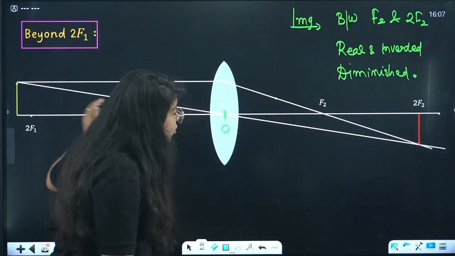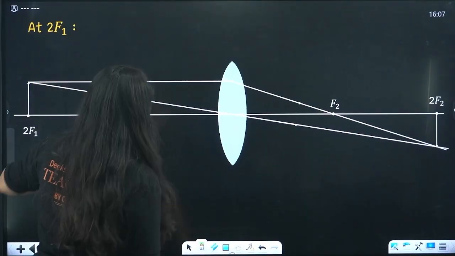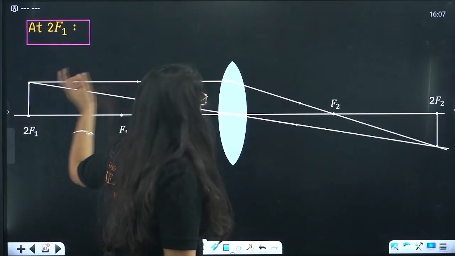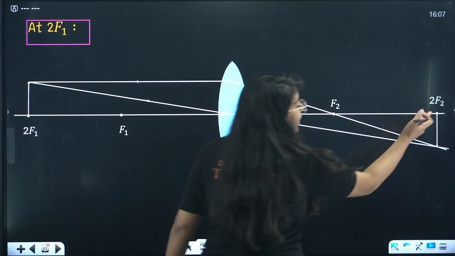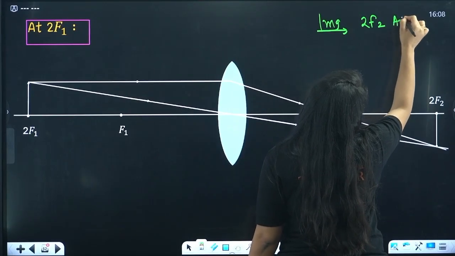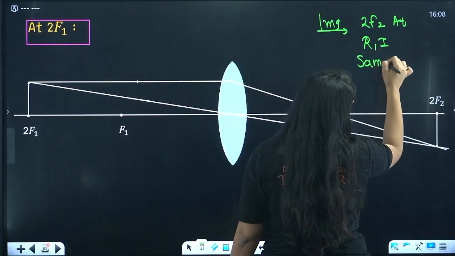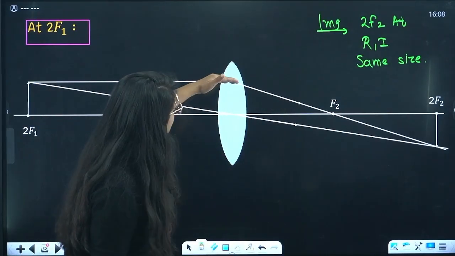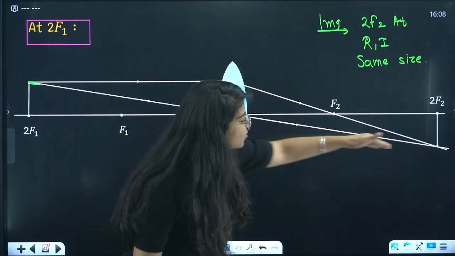Okay, now closer, at 2F1. The object is at 2F1. Tell me where the image will be? Ma'am, at 2F2. In the lens, it will cross the lens and the image will be at 2F2, again real and inverted, again same size, just like the concave mirror. So what is happening? One ray is coming parallel, bending, passing through focus. Another ray going into the optical center, passing straight.